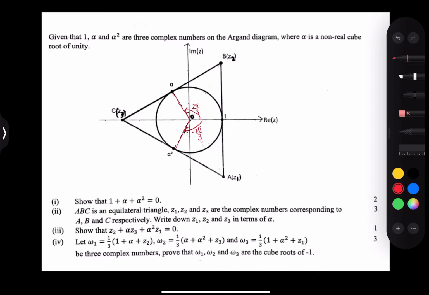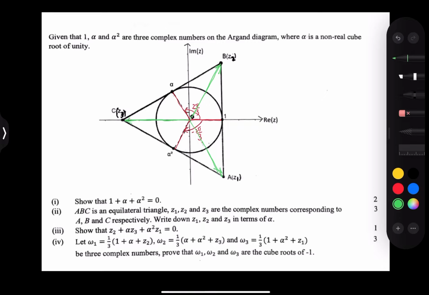Alpha and alpha square are the roots of unity of 1, and 1 is also a root of unity of 1. So that's what it gives to us. And then we also have Z1, Z2, and Z3, which form the equilateral triangle. If I join O to B, the green line here, and also O to A, and also O to C, these 3 green lines represent the vectors OB, OA, and OC.